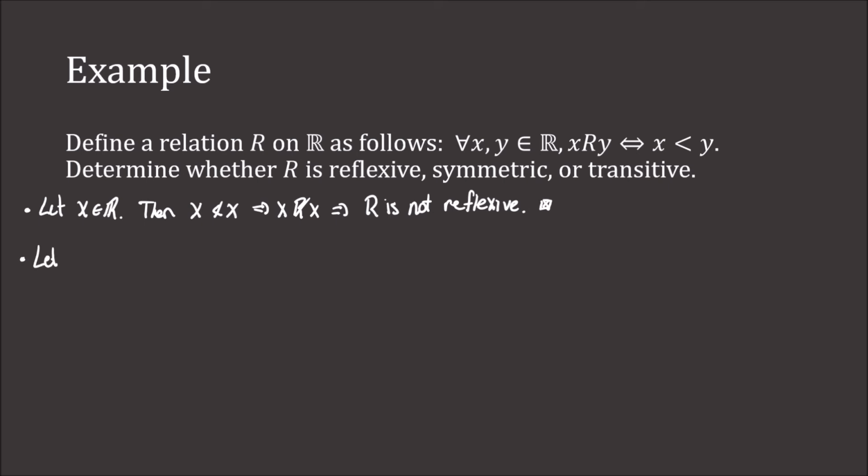Now let's look at real numbers x and y, such that x is related to y. Then this would mean that x is less than y, but that would mean that there's no way that y can be less than x. So this means that y is not related to x, which means that R is not symmetric.